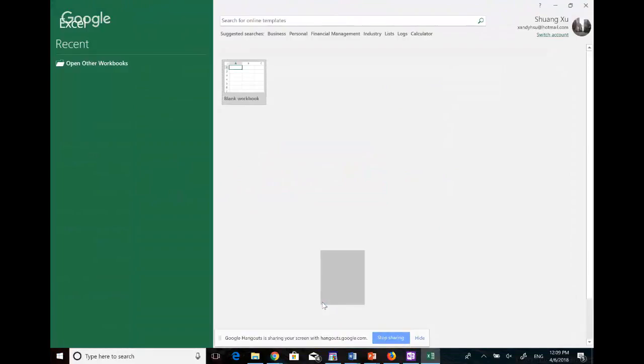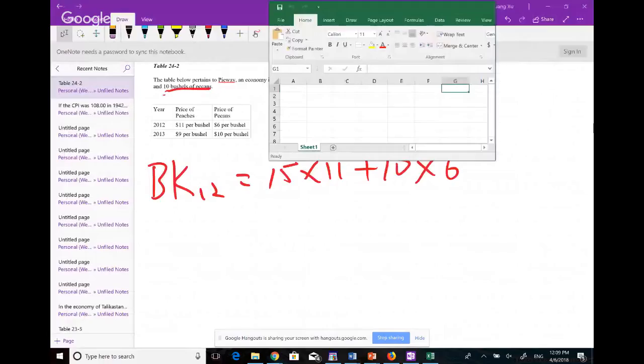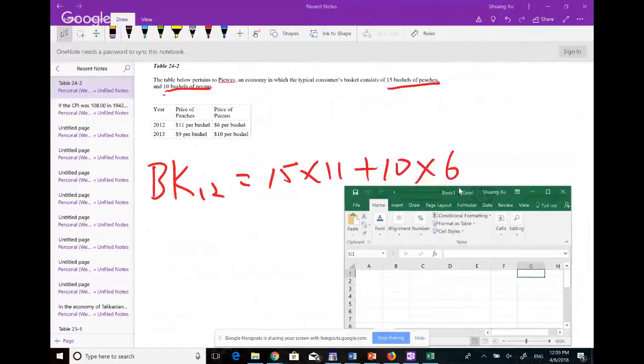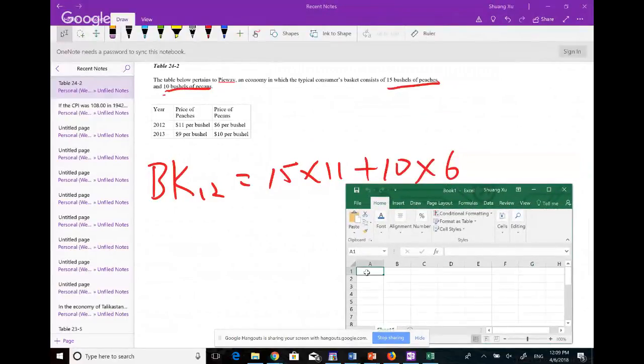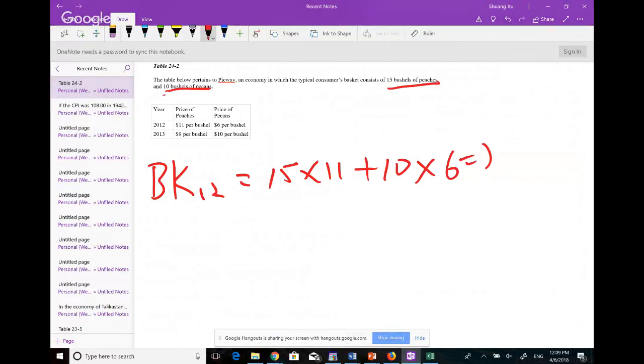Once we finish this, I'll show you how to do this in Excel. So let's find out how much this is. Equals 15 times 11 plus 10 times 6. So the basket value is 225. And then do the same thing for 2013.